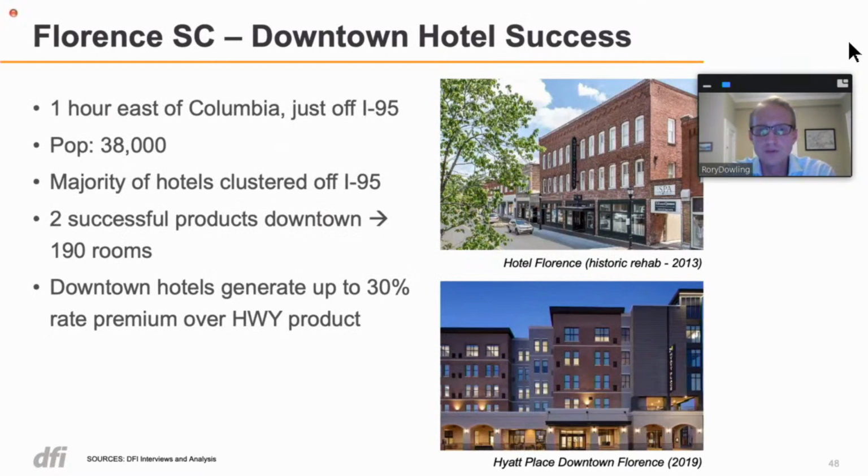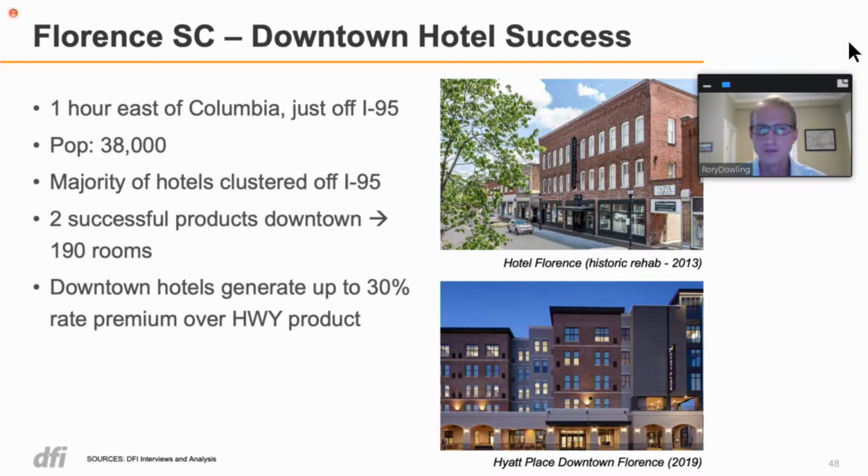I did want to talk a little bit about a community that we see as comparable to Salisbury: Florence, South Carolina. Some of you may be familiar with it. It's about an hour east of Columbia, just off of I-95. And when I say just off, it is really about the same proximity, maybe a little bit closer, to I-95 than Salisbury is to 85. It has a population of 38,000, and a similar situation: up until about 7 years ago, 100% of the hotel product was clustered just off of I-95.